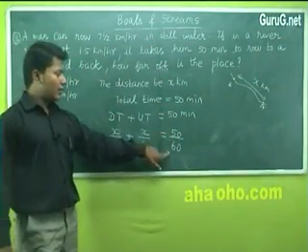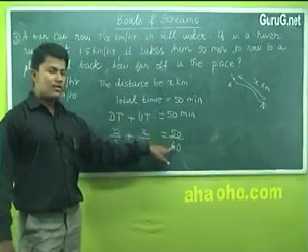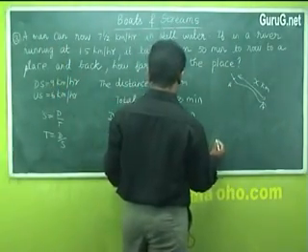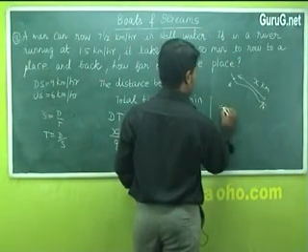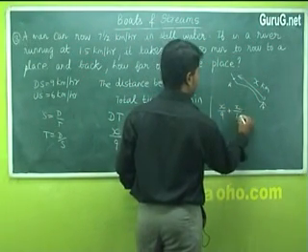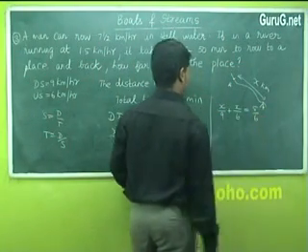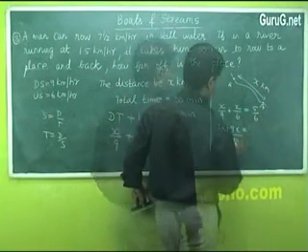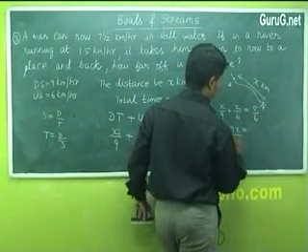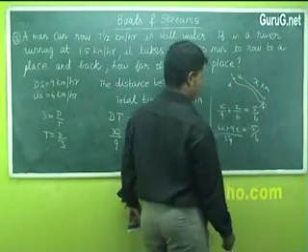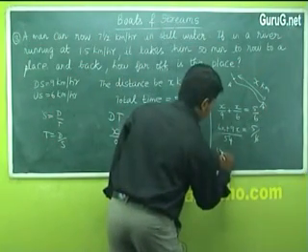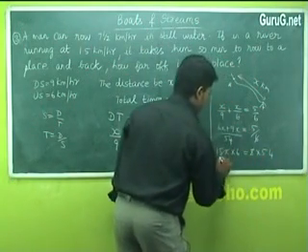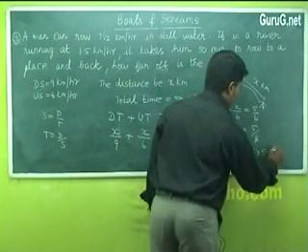1 hour is equal to 60 minutes. So 50 minutes is nothing but 50 by 60 hours. Now solve this equation, you will get the value of x. That is, x by 9 plus x by 6 is equal to 5 by 6. So 6x plus 9x is equal to 5 by 6 times 54, isn't it? So 15x into 6 is equal to 5 into 54.